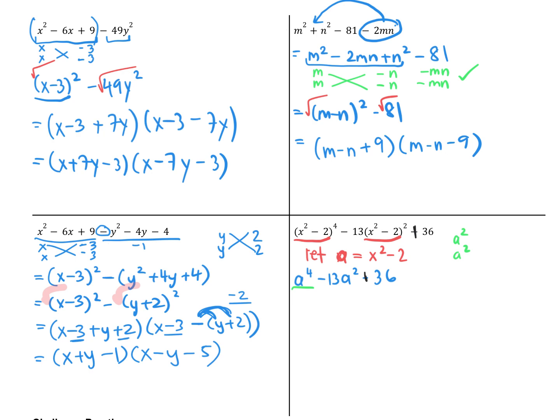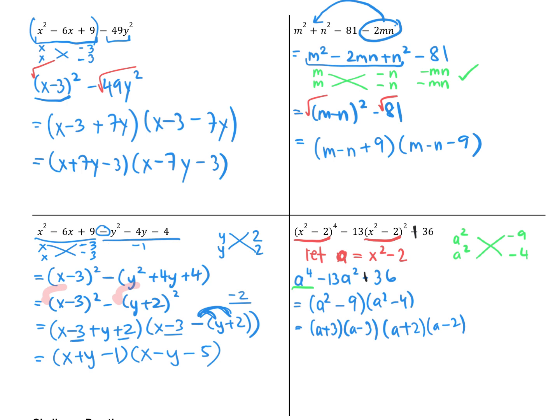And now I need to multiply to positive 36, and it's going to be 2 negatives. So negative 9 and negative 4. That way we have negative 9a squared and negative 4a squared, which add up to negative 13a squared. But when I multiply the 2 negatives, I'll get that positive 36 that I fixed. So that's going to be a squared minus 9 and a squared minus 4. Before I bring in that x squared minus 2, I notice that these are difference of squares. So I'm going to factor them. So a plus 3, a minus 3, and a plus 2, a minus 2.